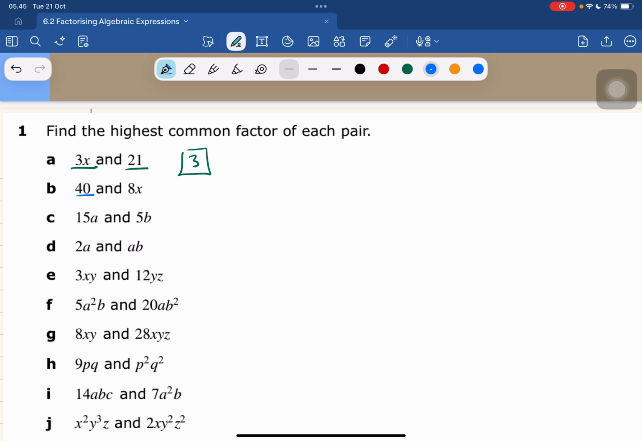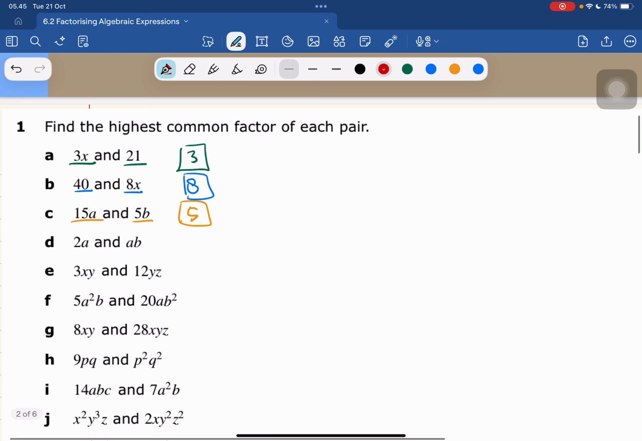Next, 40 and 8x. Starting with the numbers 40 and 8, the highest common factor is 8. So this is only 8. Next, we've got 15a and 5b. Starting with the numbers first, 15 and 5, the highest common factor is 5. A and b, okay, there are no common letters.